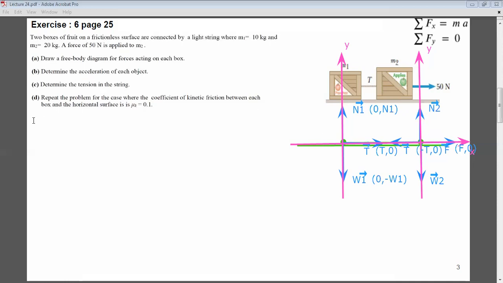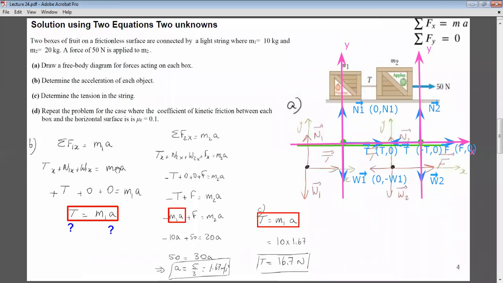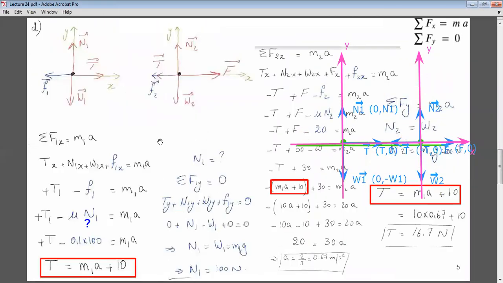Now determine the acceleration of each object. So we will use the system approach. There are two ways to solve this problem as discussed in yesterday's lecture. One way is dealing with each object separately. I'll do the technique, but you can find the solution in the coming slide. So this is the solution if we deal with them separately.